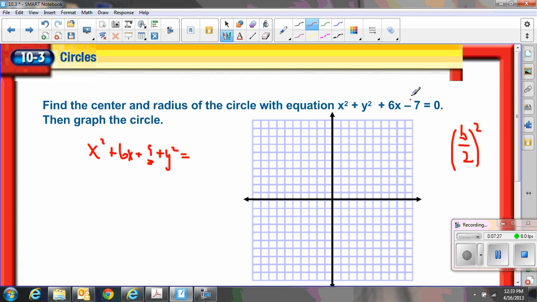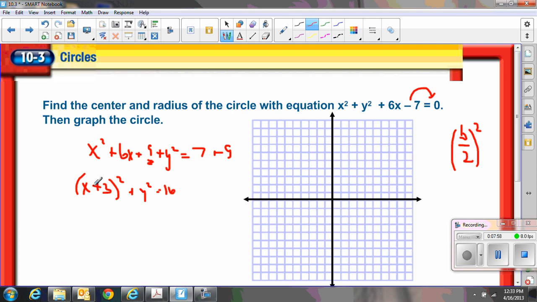The minus 7, any numbers that you have, we'll move those over to the other side. So I'm going to add that 7 over, which puts me here. And keep in mind I completed the square, so to keep things balanced in my equation, if I add 9 on the left, I also have to add 9 on the right. Now the whole reason for completing the square, this now factors nicely. And it's going to factor into x plus 3 squared plus y squared equal to 16.